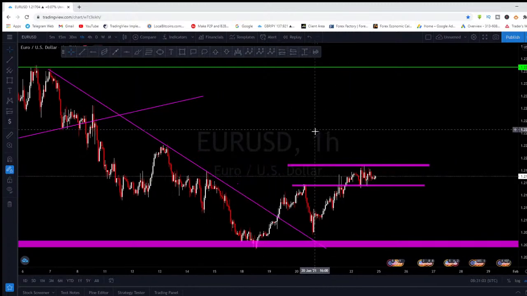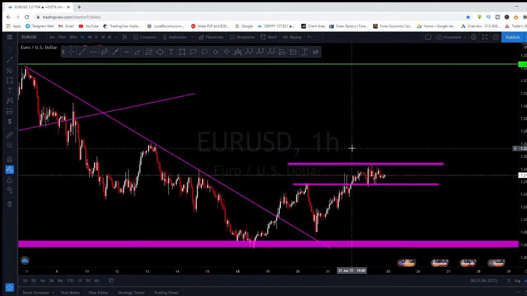I might even post this analysis right now on my TradingView account, because I like what is happening on this.